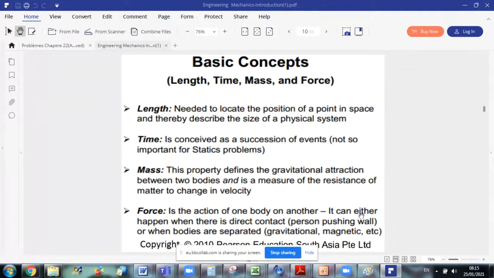Now, considering force, force is the action of one body on another, and it can either happen when there is direct contact or when bodies are at distance. So you know that, for example, contact forces, you have the normal reaction between two objects, or any force applied on an object at a certain point of the object is a direct contact force. While, on the other hand, we can have forces at distance, like the weight, which is the action of the earth on any body, and you can have magnetic forces. So if you have two objects at a certain distance, but there is a magnetic field, they can attract each other, or we can have repulsion between each other.